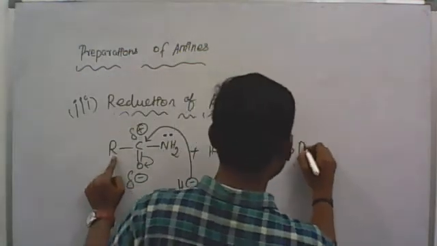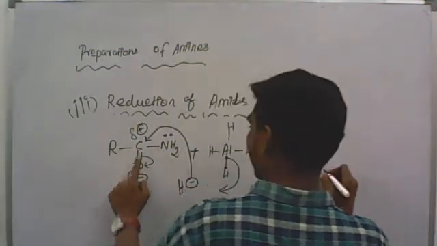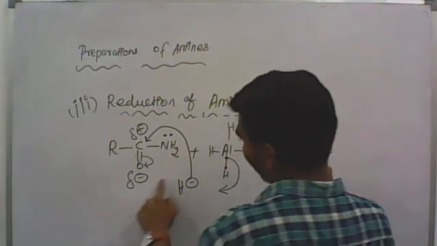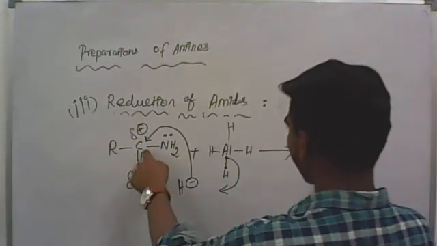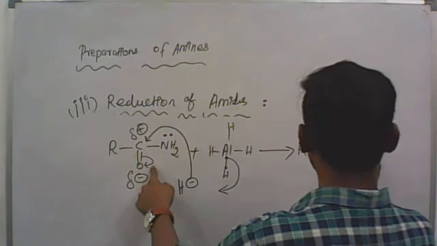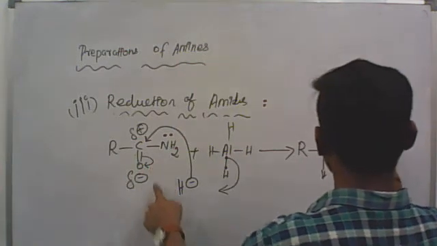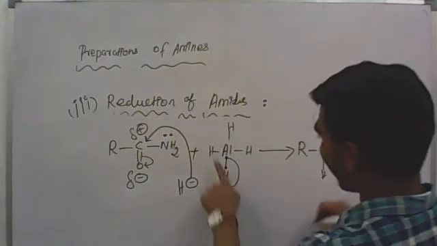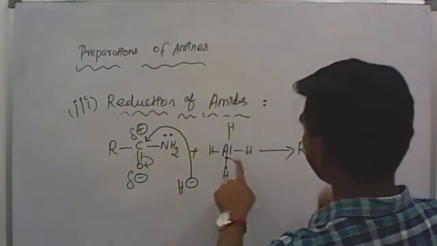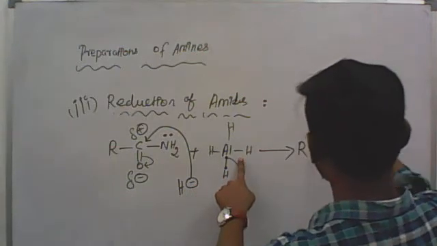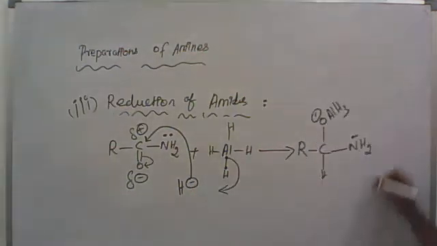And it produces R C. I'm writing it like this: C O with a new one, hydrogen N H 2, and Al H 3 minus.